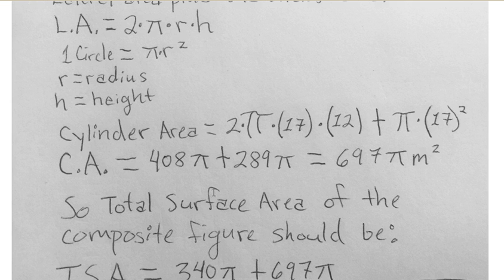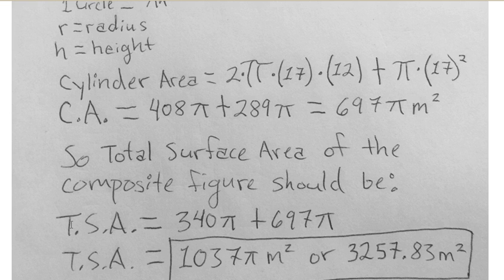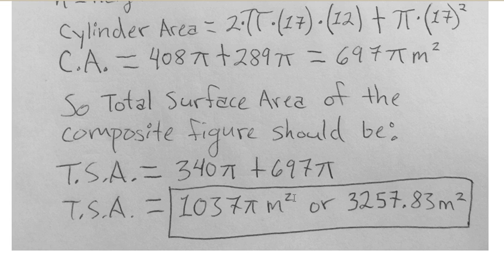So the total surface area of the composite figure, composite means just two pieces being combined, two shapes being combined, two figures being combined, should be TSA, total surface area, 340 pi plus 697 pi. So you add those, you get 1037 pi meters squared. But on formative, write this down, 3,257.83 meters squared. Again, this is your answer. This is how you get there.